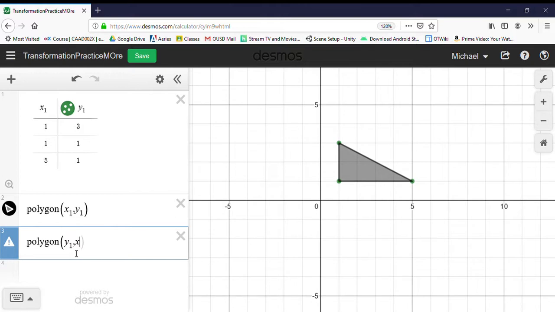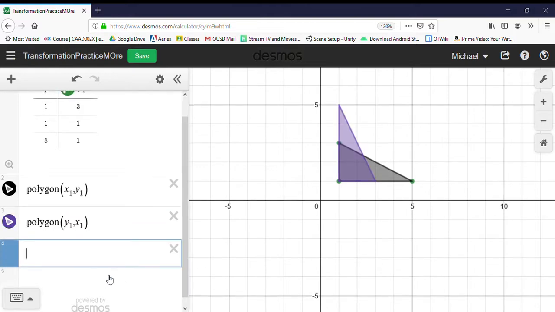(y1, x1). Okay. Can you tell what that is? It is a little bit hard to tell. This is actually a reflection across the line y equals x. You can kind of see that point doesn't move at all. This point moves to here. And so notice you do a right angle straight back to this thing.